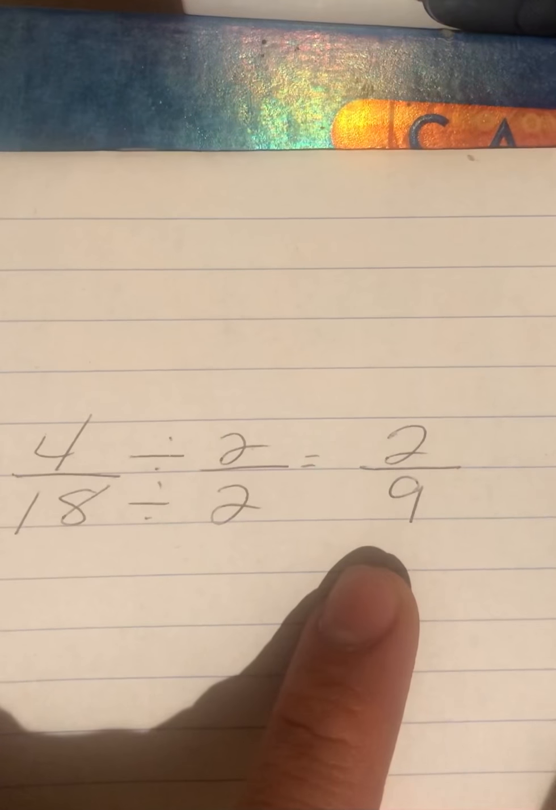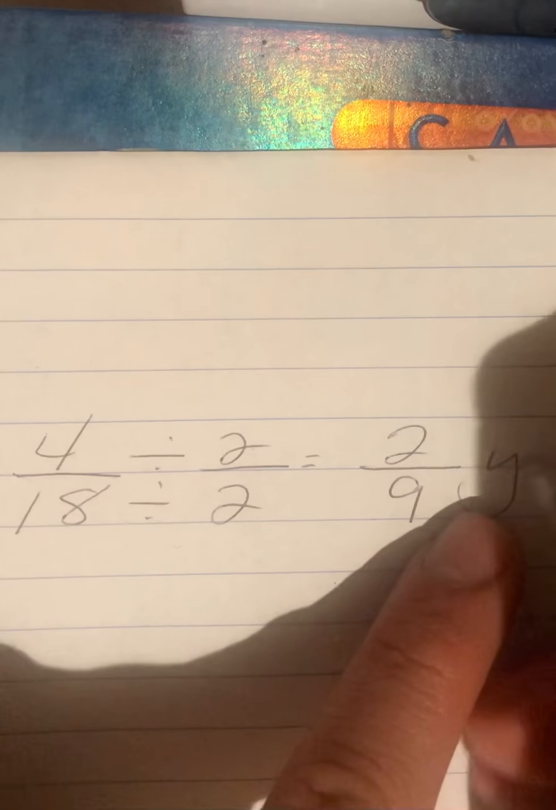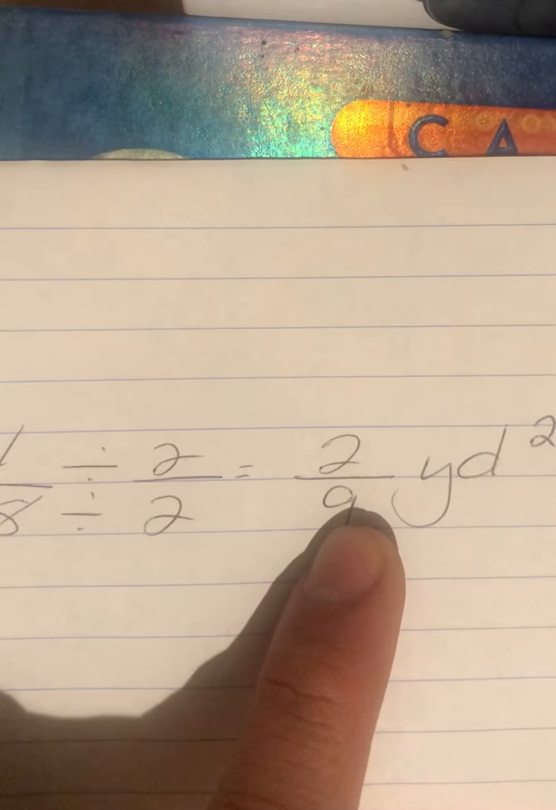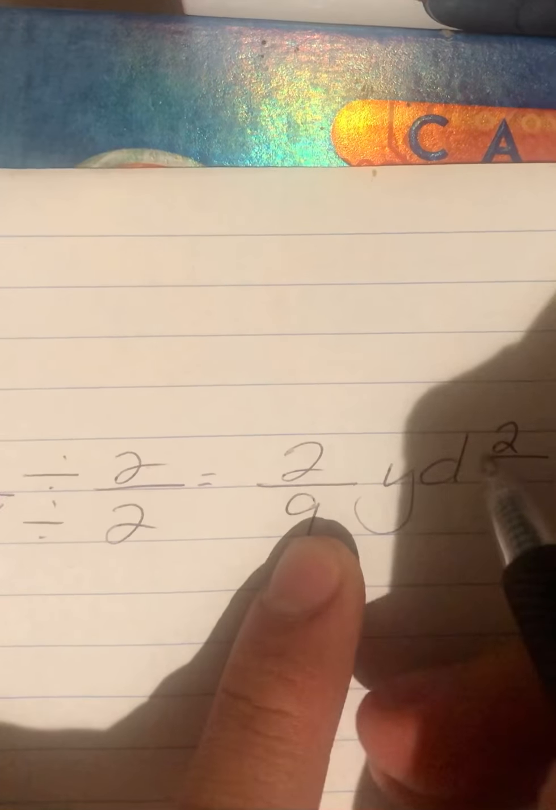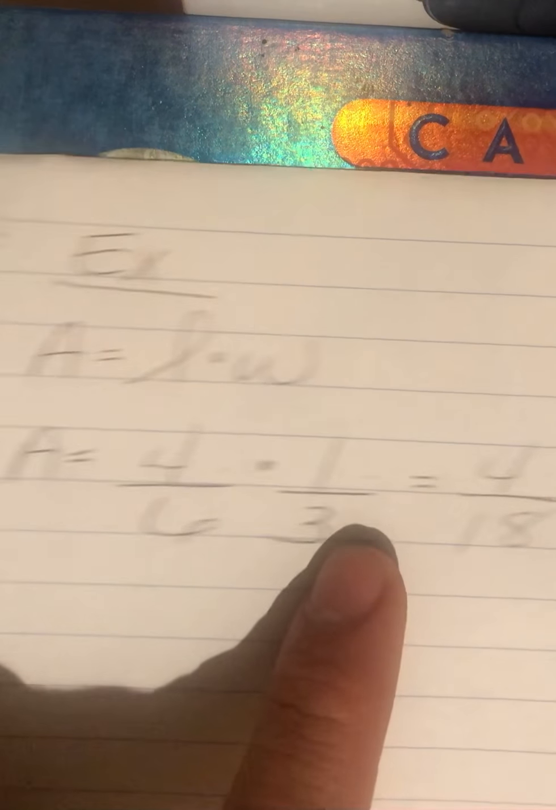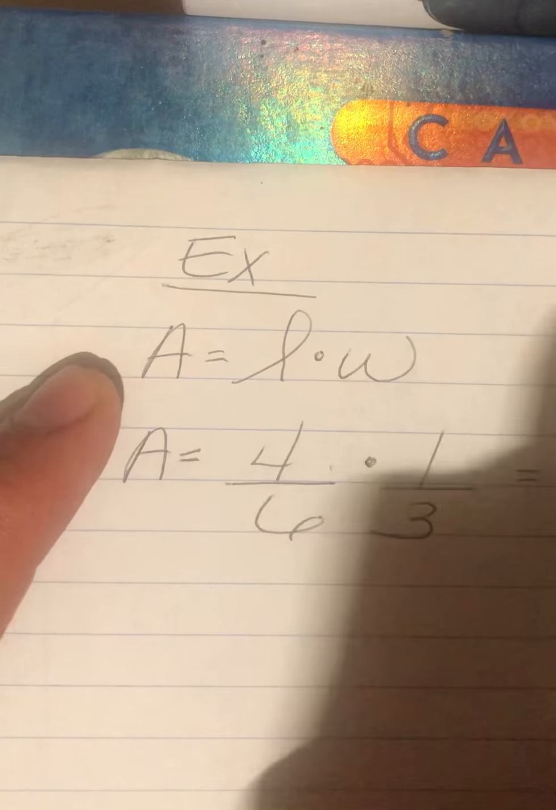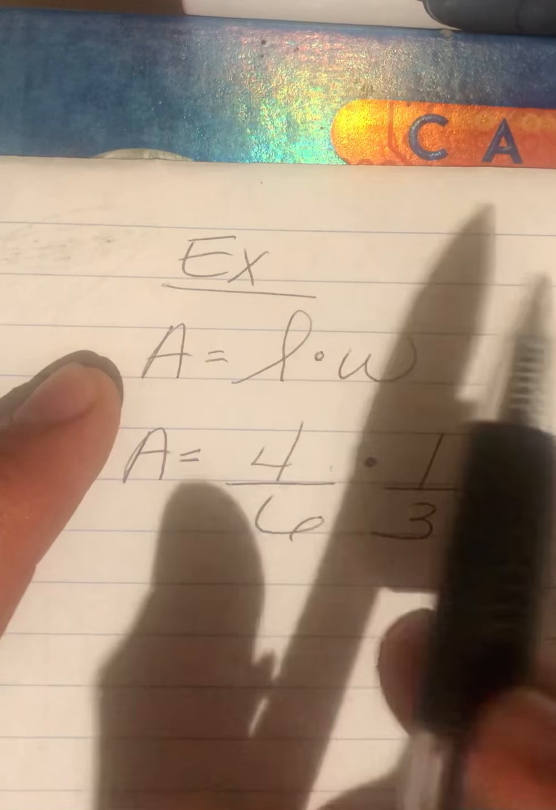My answer is not just 2/9. Don't forget that you have to include 2/9 yards and then square. When we find area, you need to include square. So that's basically all you're doing today. First, write down area is equal to length times width. Then you plug in the measurements for length and the measurements for width.